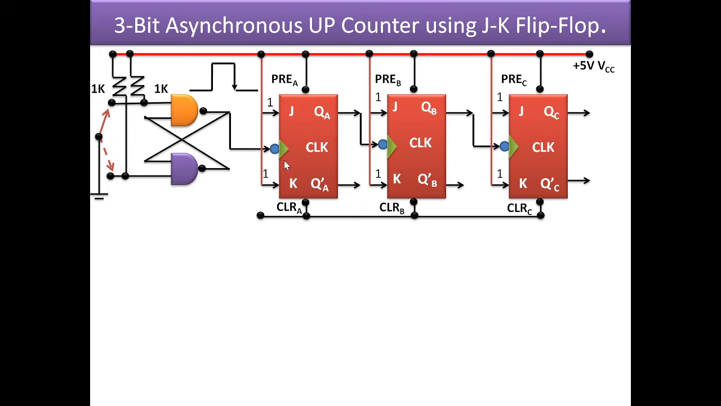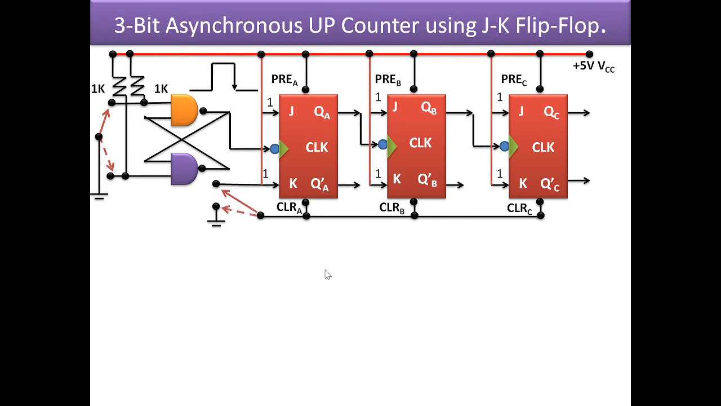Now that manual clock will be first applied to the least significant flip-flop, which acts as the least significant output, that is the LSB output of the counter, and the output of that will get connected to the next clock input of the flip-flop, and the output QB is then again connected to the clock input of the next flip-flop.